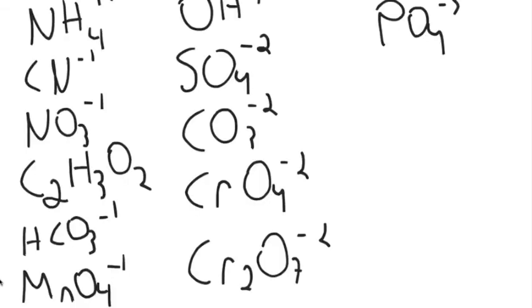The next thing we're going to learn is complex ions. Complex ions are a group of ions put together and are going to be treated as if they were just a single ion. So if I look over here, this is my list of my complex ions.